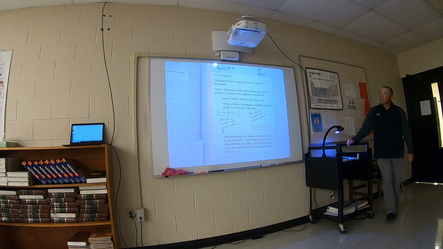So for the notes, it says a histogram is a plot that presents data by the number of times a value appears in an interval. The interval width is the distance on the histogram from line to line. I'll show you that here in a second. So when plotting a histogram, numbers that fall exactly on a line always add to the right. That's going to be one of our rules.